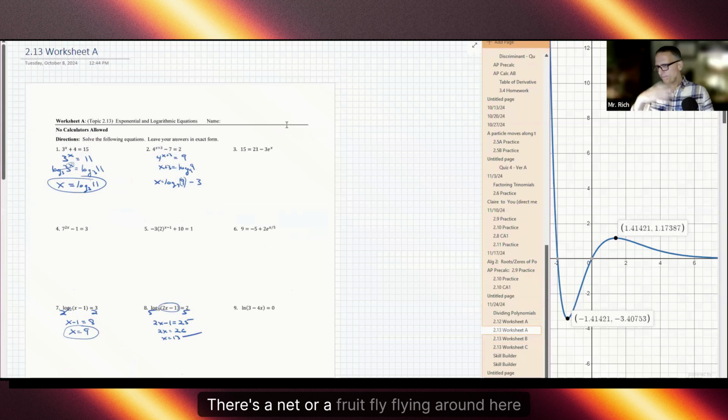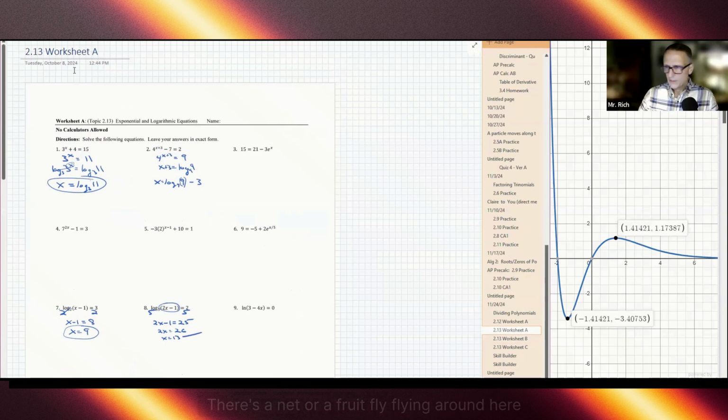There's a gnat or a fruit fly flying around here, driving me nuts. Okay, yeah, Taylor, send one over. We'll do it towards the end of the session here.